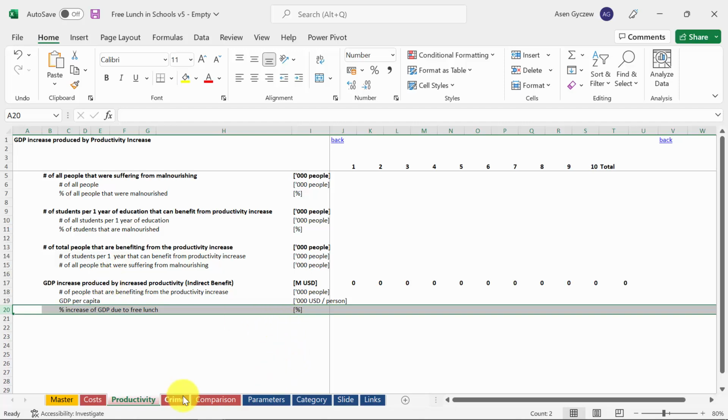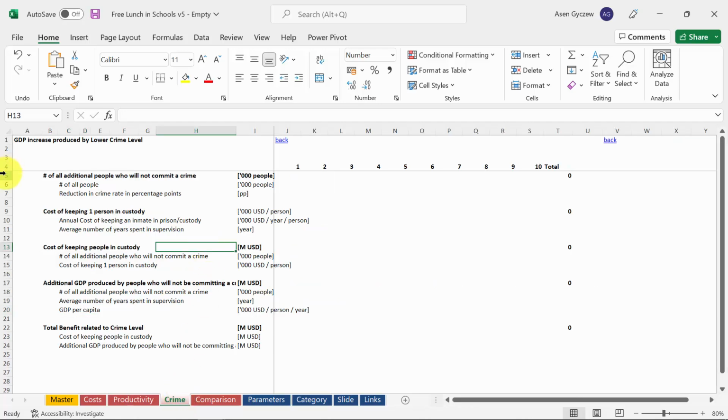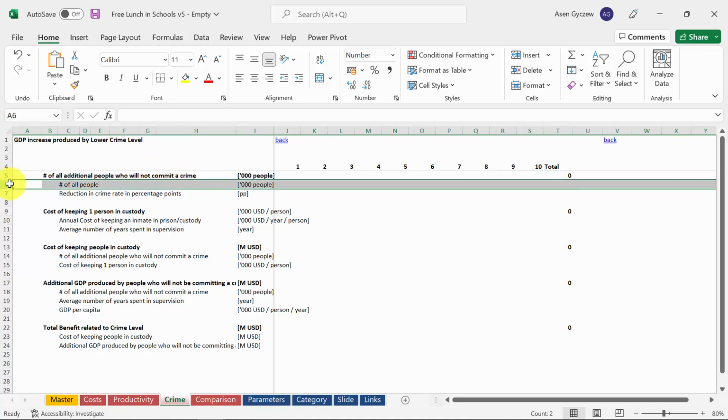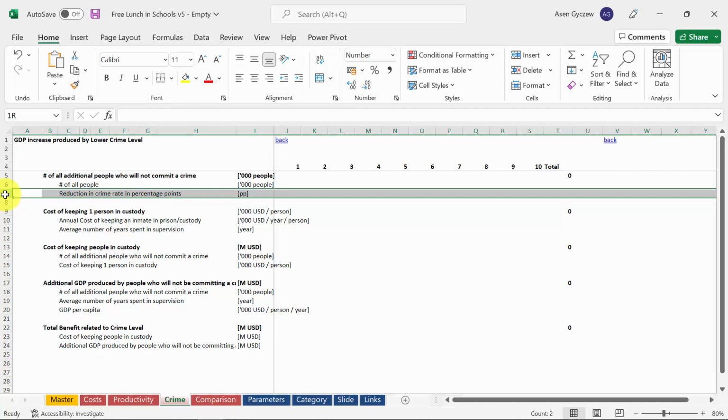Now, when it comes to estimating the second benefit, we're going to do that in the sheet crime. So first, we estimate the number of people who will not commit a crime. This will be the number of people in the whole population and this reduction in crime that we hope to get thanks to the free lunch. Again, you've got it in the sheet parameters.